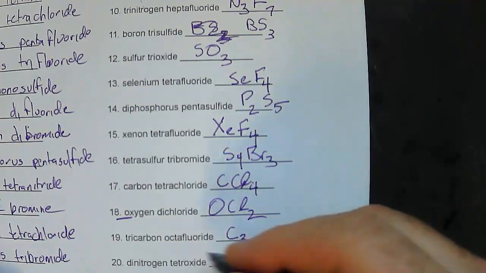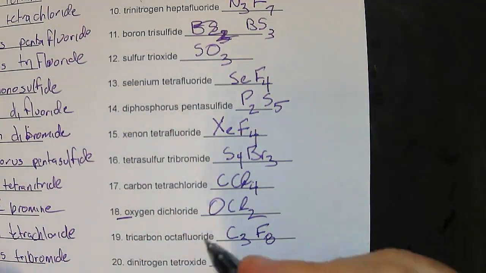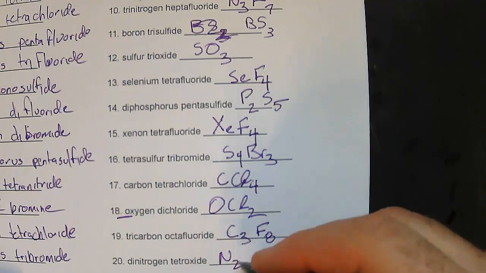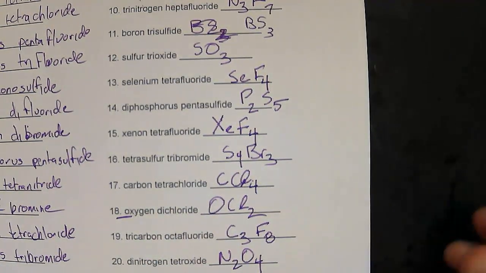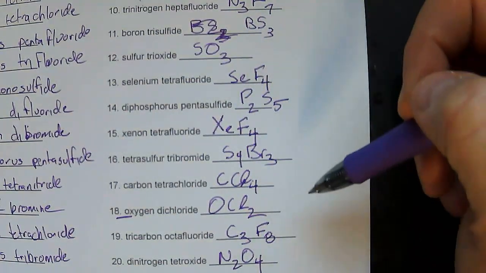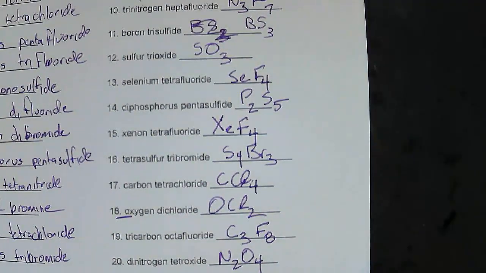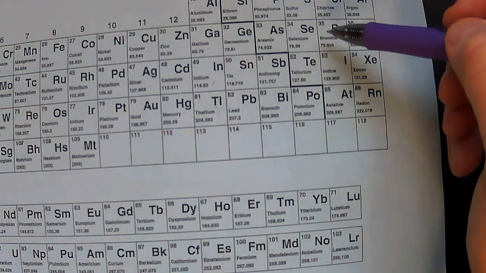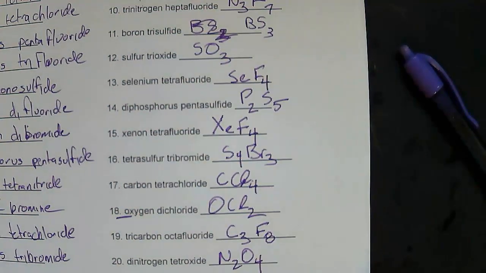Tricarbon octafluoride. And then dinitrogen, so N2 tetroxide, O4, and we drop the A off the ending because we don't put an A and an O. It's not tetraoxide. So there's all those. For me, coming up with the formulas is a little more straightforward because all the numbers and letters are there. So you still have to use it in conjunction with the periodic table, so you know your symbols: selenium, tellurium, bromine, etc. But there it is. Okay, everybody, have a great day.